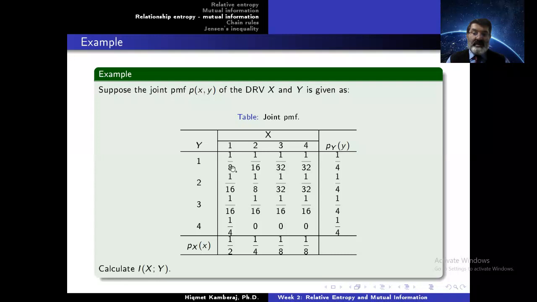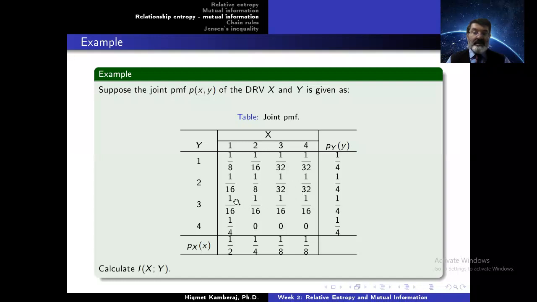So that means 1 over 8 is p of 1 and 1. And p of 2 and 1 is 1 over 16. And p of 3 and 1 is 1 over 32. And p of 4 and 1 is 1 over 32. Now if you go to the second row, this gives me p of 1 and 2, 1 over 16. This gives me p of 2 and 2, 1 over 8. And this gives me p of 3 and 2, 1 over 32. And this gives me p of 4 and 2.